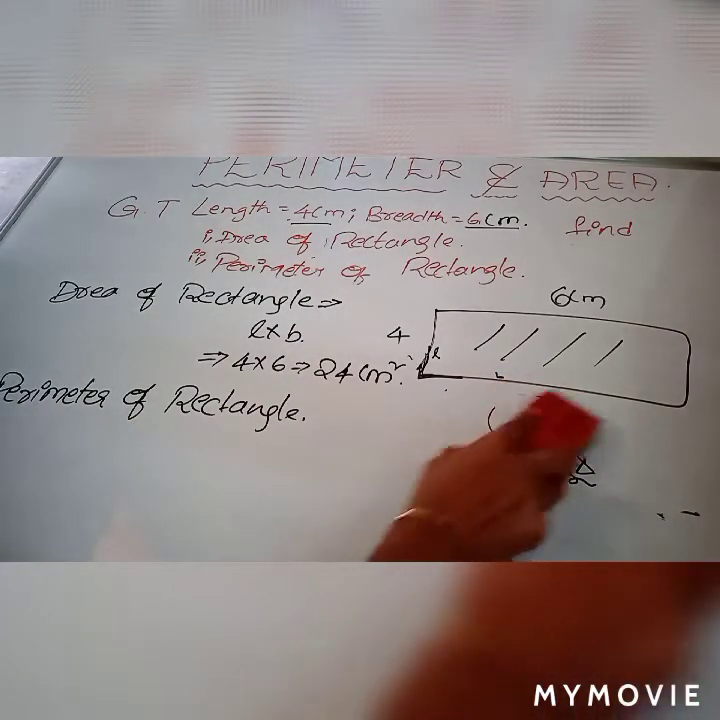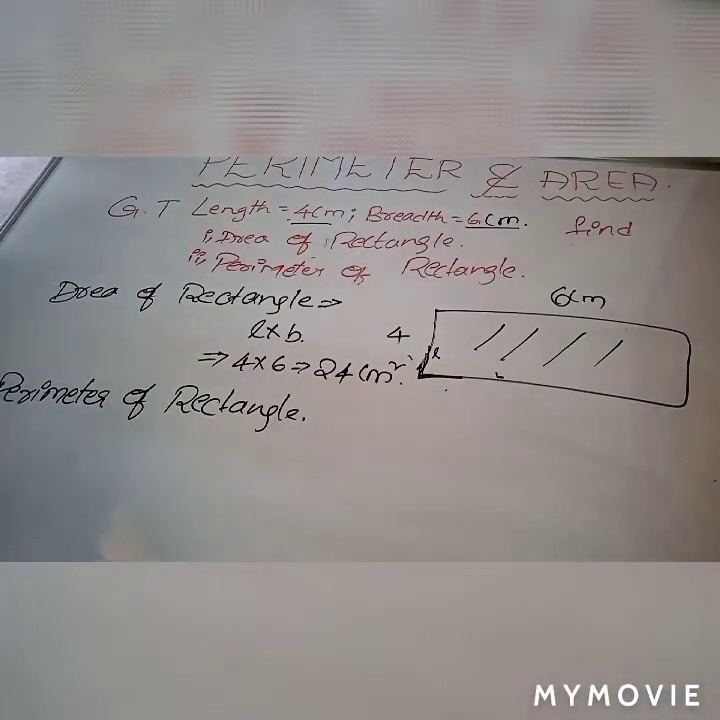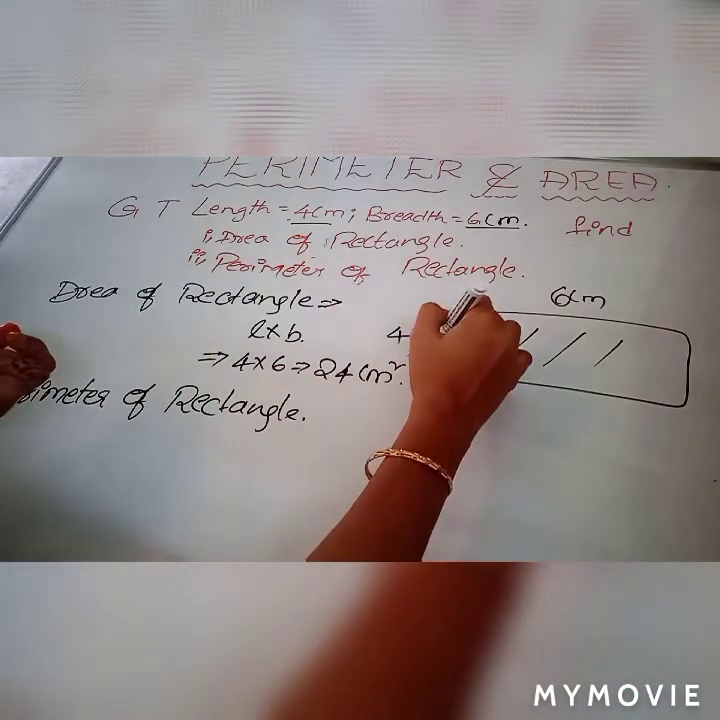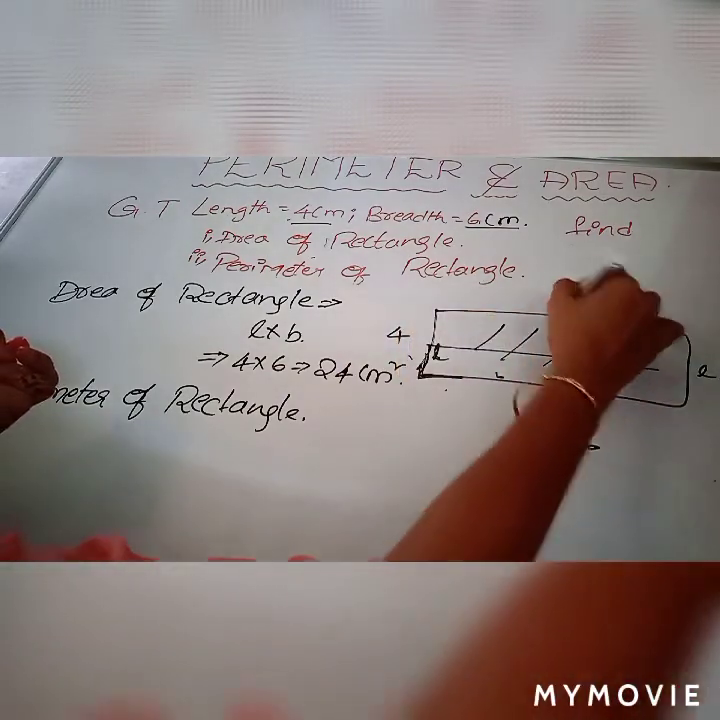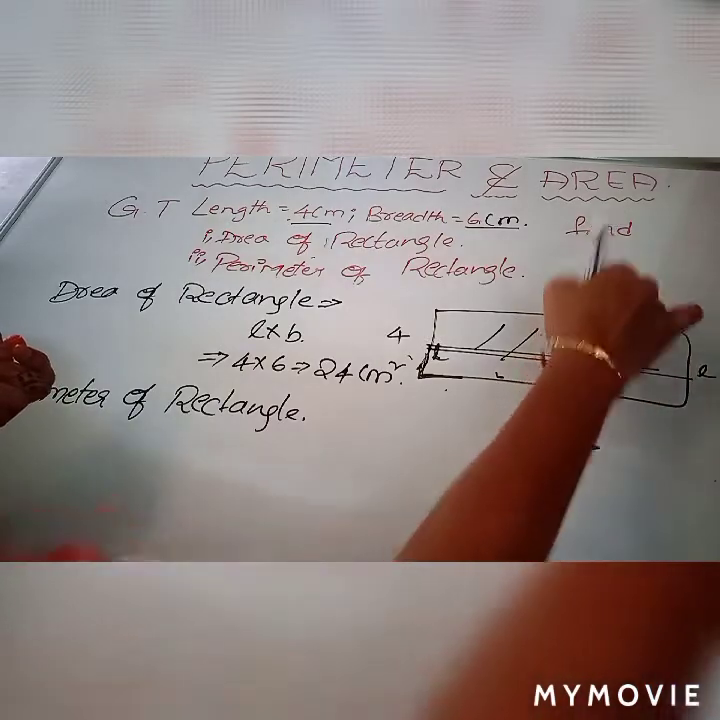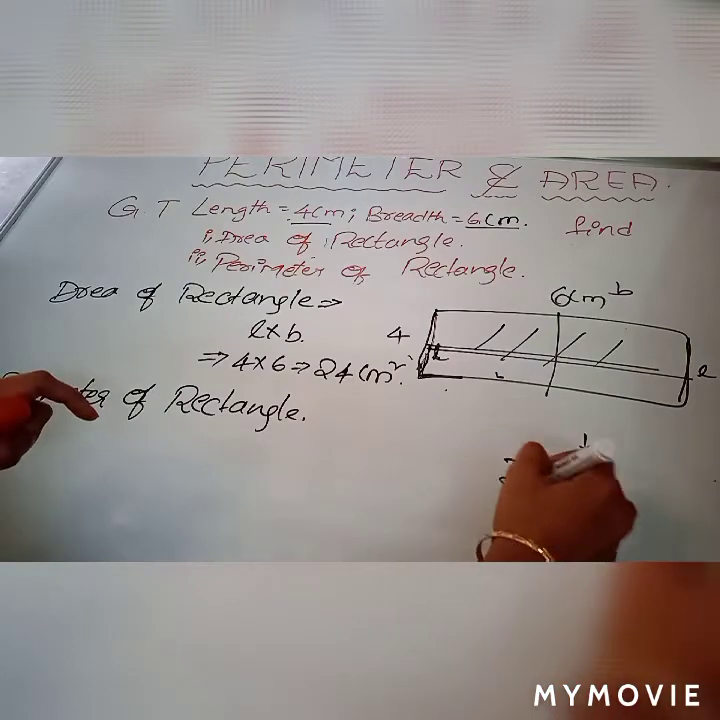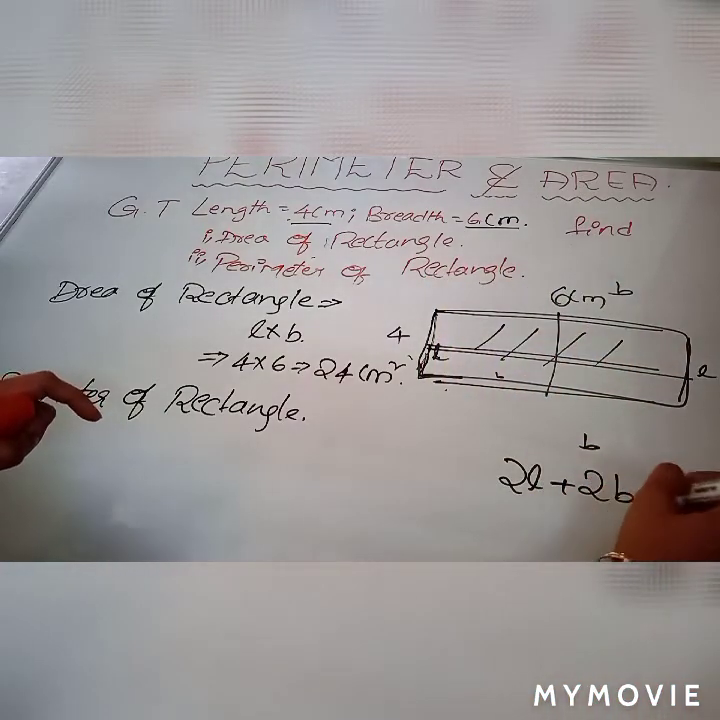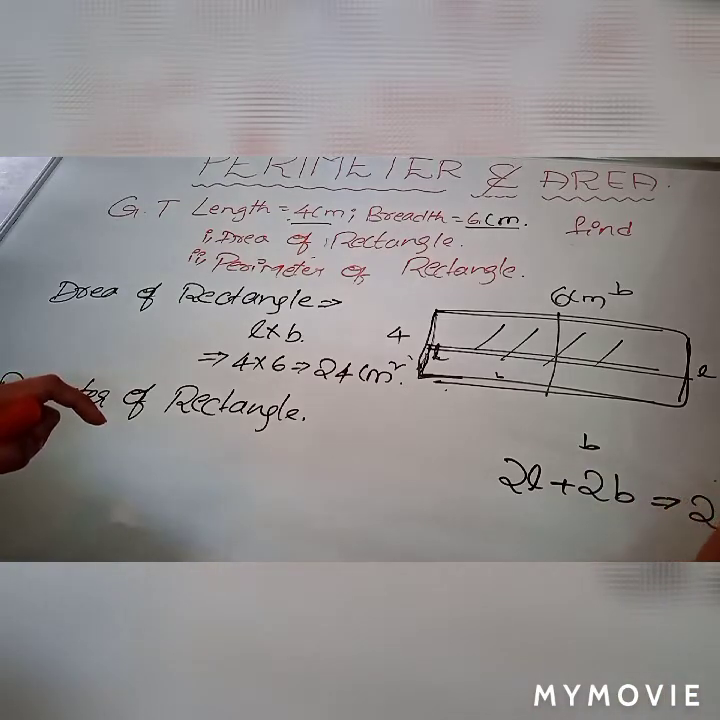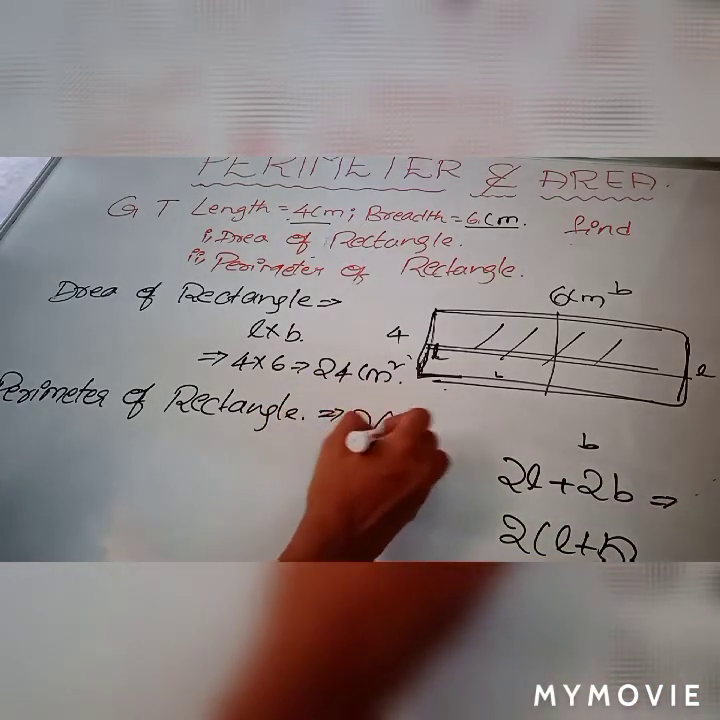Don't memorize these formulas by heart, just remember with the help of the figure. In a rectangle, two sides are equal, isn't it? These two sides are equal, means lengths are equal and breadths are equal. So how many lengths are there? 1 and 2. 2 lengths and 2 breadths. Just add these and take 2 as common, that is 2 into (L plus B). So perimeter of rectangle is 2 into (L plus B).